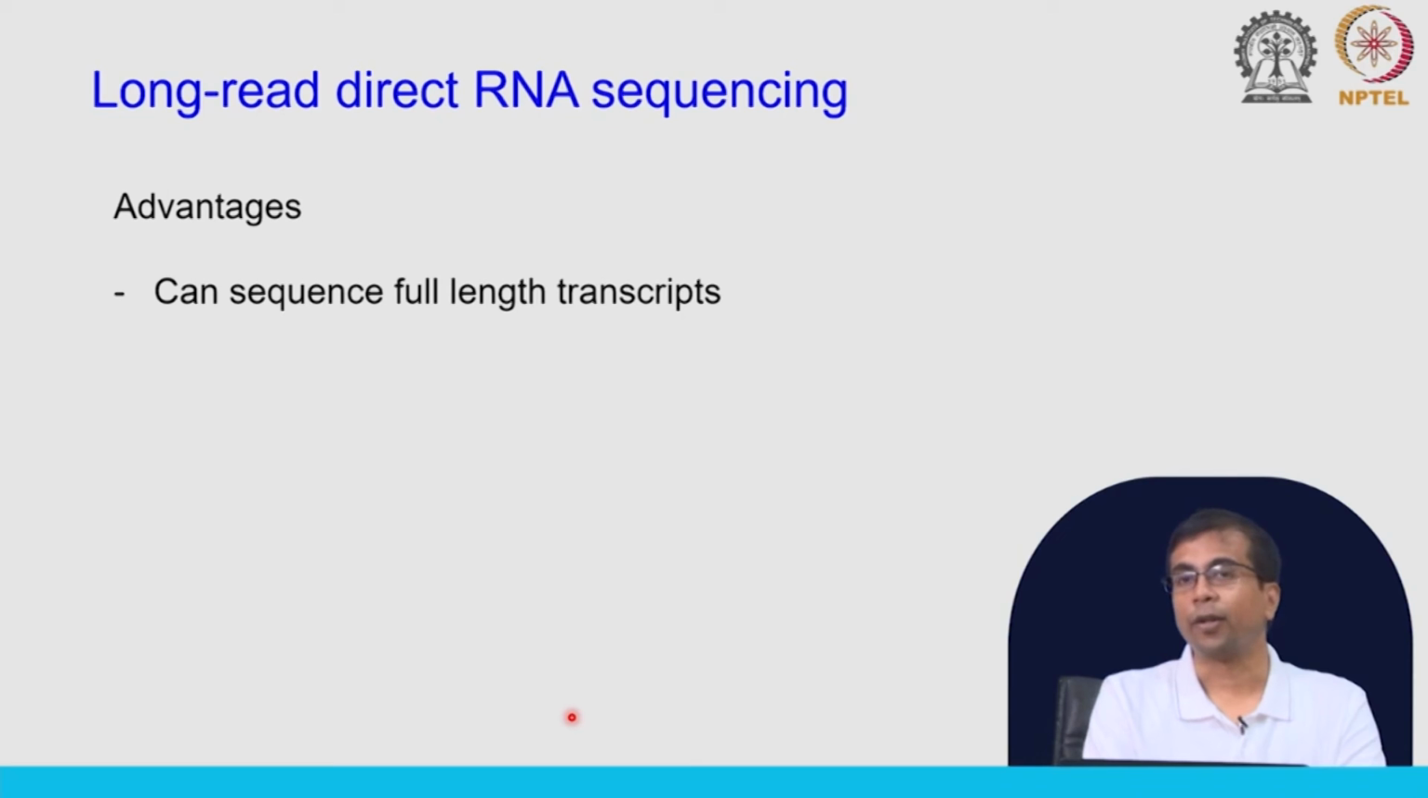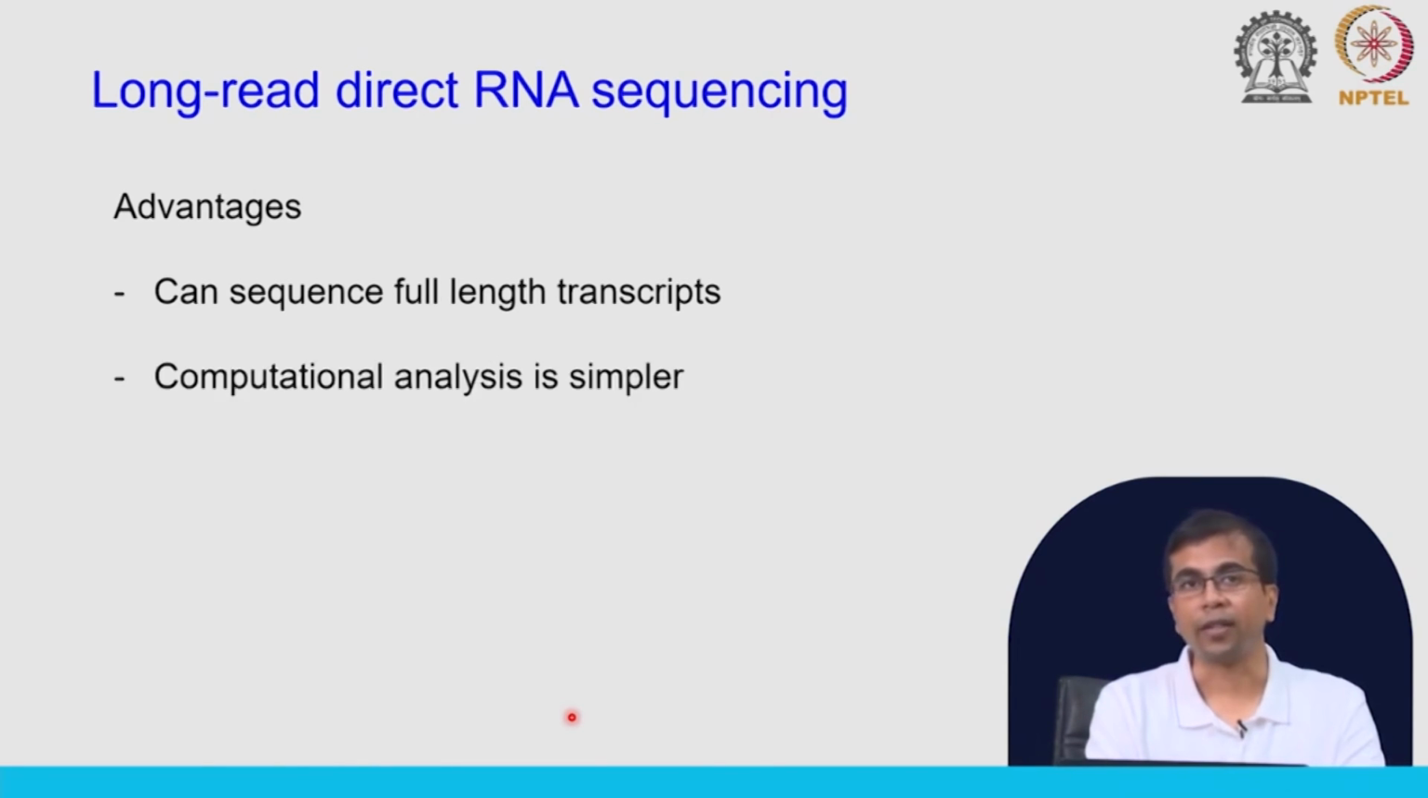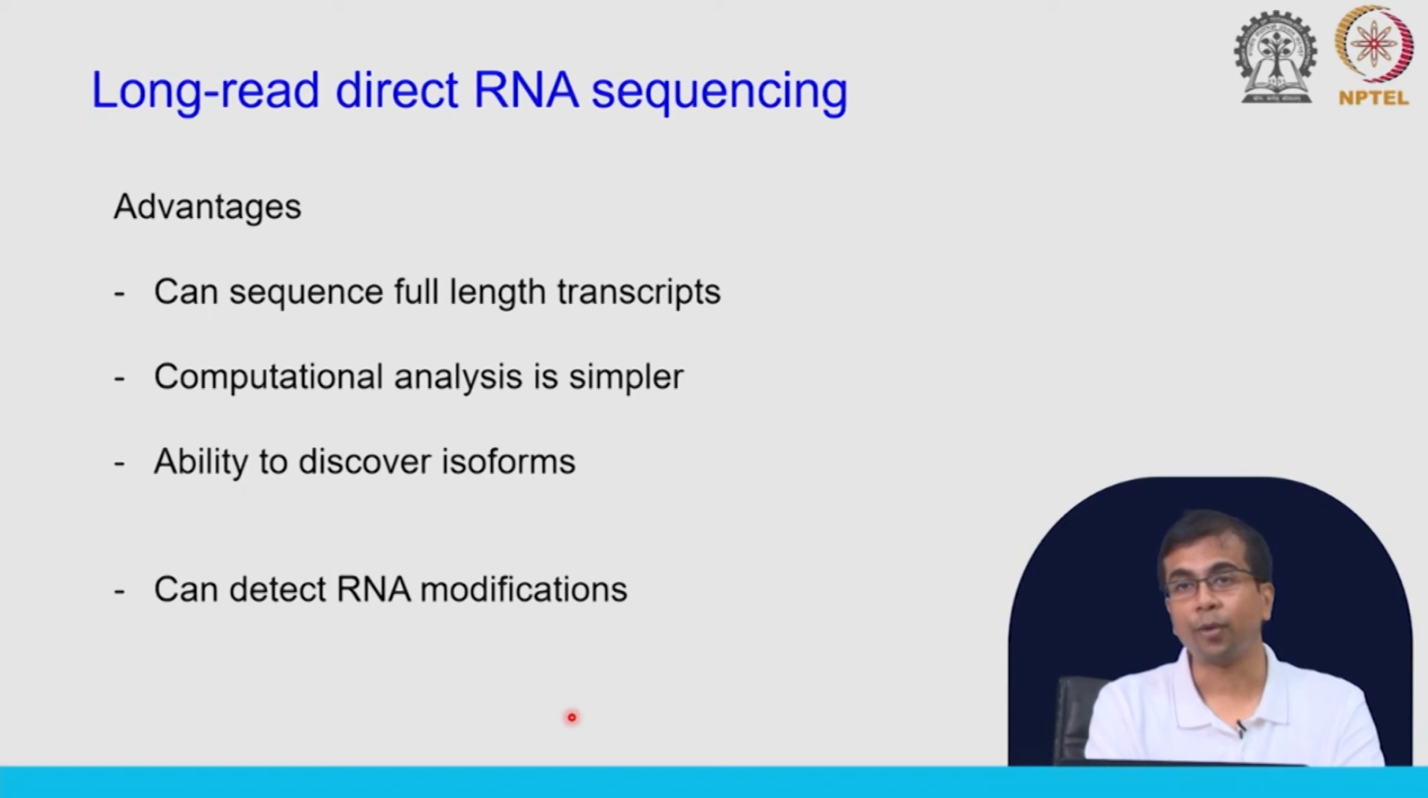So, this is where long read direct RNA sequencing comes in. It retains the advantages of long read sequencing and also addresses some of the drawbacks. As we have seen, it can sequence full length transcripts, computational analysis is very simple, and it can discover these isoforms. In addition, it can detect some of the RNA modifications. Because it is directly sequencing RNA, any chemical modification on the RNA will change the current signal, and so this information can also be collected during RNA sequencing.